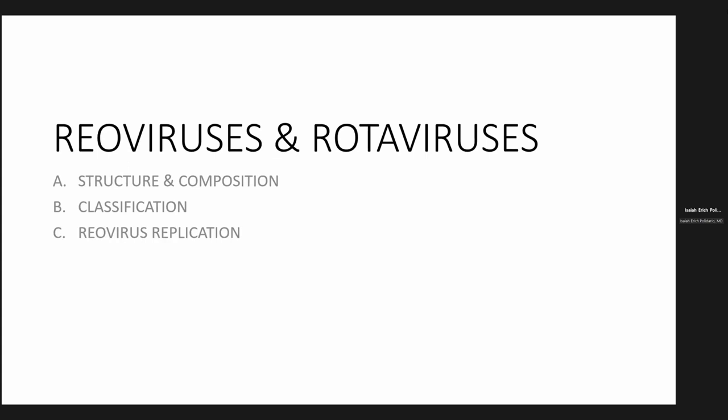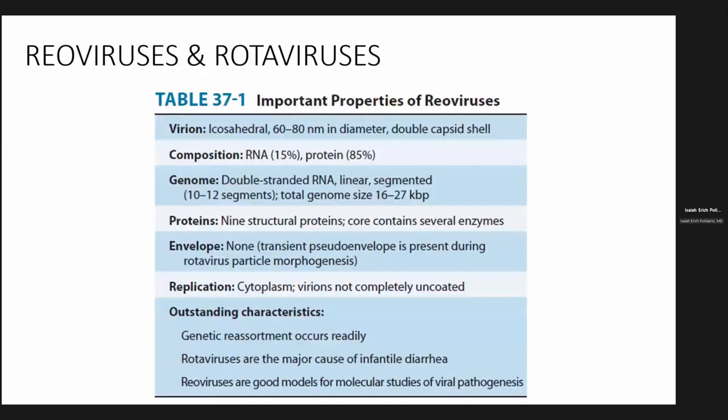Okay, so for reovirus and rotaviruses, for the important properties of reoviruses, we have this table. And again, the outstanding characteristics for reoviruses would be that genetic reassortment occurs readily. Rotaviruses are the major cause of infantile diarrhea. Reoviruses are good models for molecular studies of viral pathogenesis.